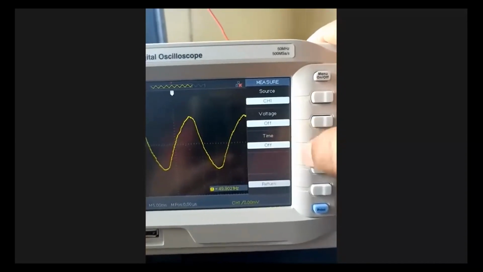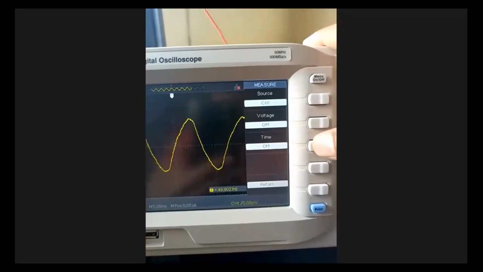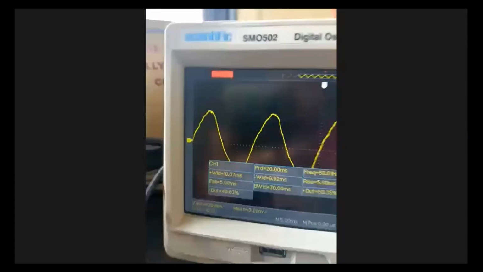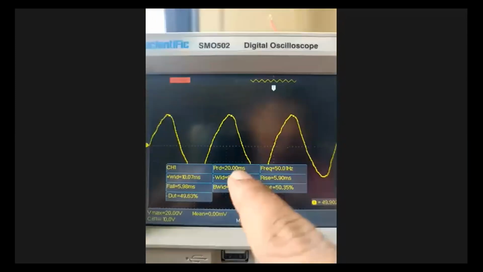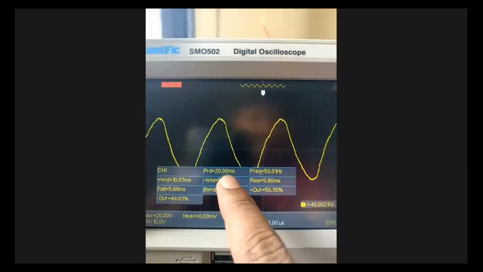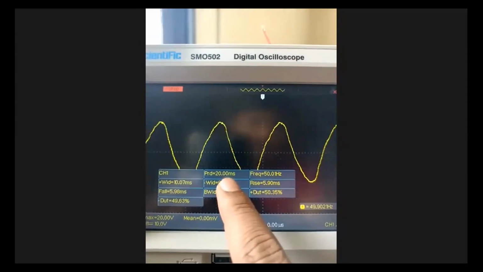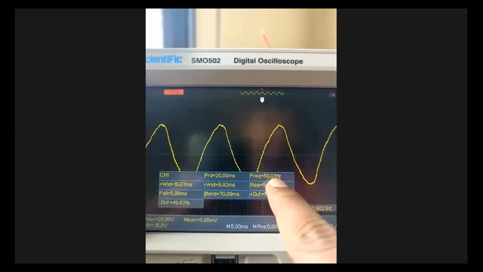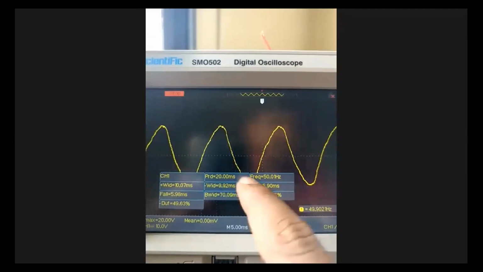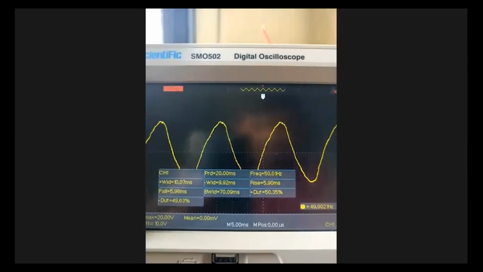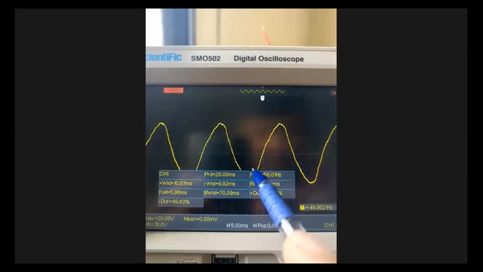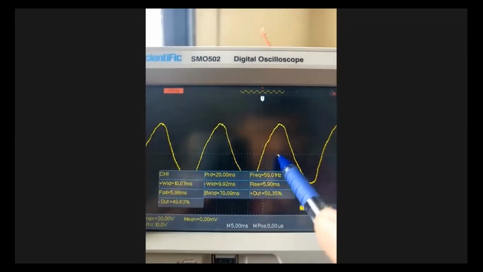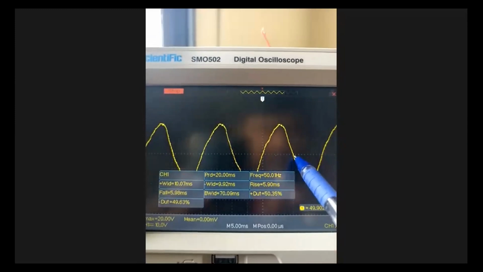Showing the time? Yes. So I will click on the time on. I will make the time on here now. So the time period is 20 millisecond. 20 millisecond, so the frequency is 50.01 hertz. The time period is nothing but here 1, 2, 3, 4. 2 blocks on the x-axis. This is 10. This is 10.